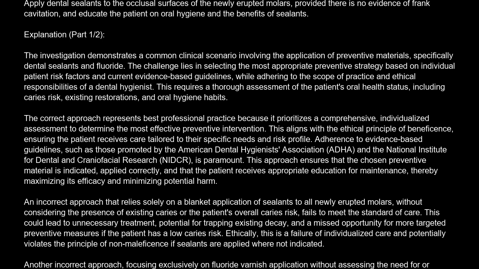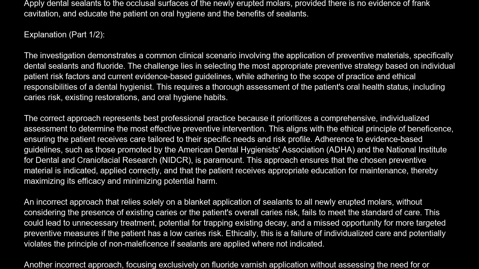The correct approach represents best professional practice because it prioritizes a comprehensive, individualized assessment to determine the most effective preventive intervention. This aligns with the ethical principle of beneficence, ensuring the patient receives care tailored to their specific needs and risk profile. Adherence to evidence-based guidelines, such as those promoted by the American Dental Hygienists Association (NBDHE) and the National Institute for Dental and Craniofacial Research (NIDCR), is paramount.